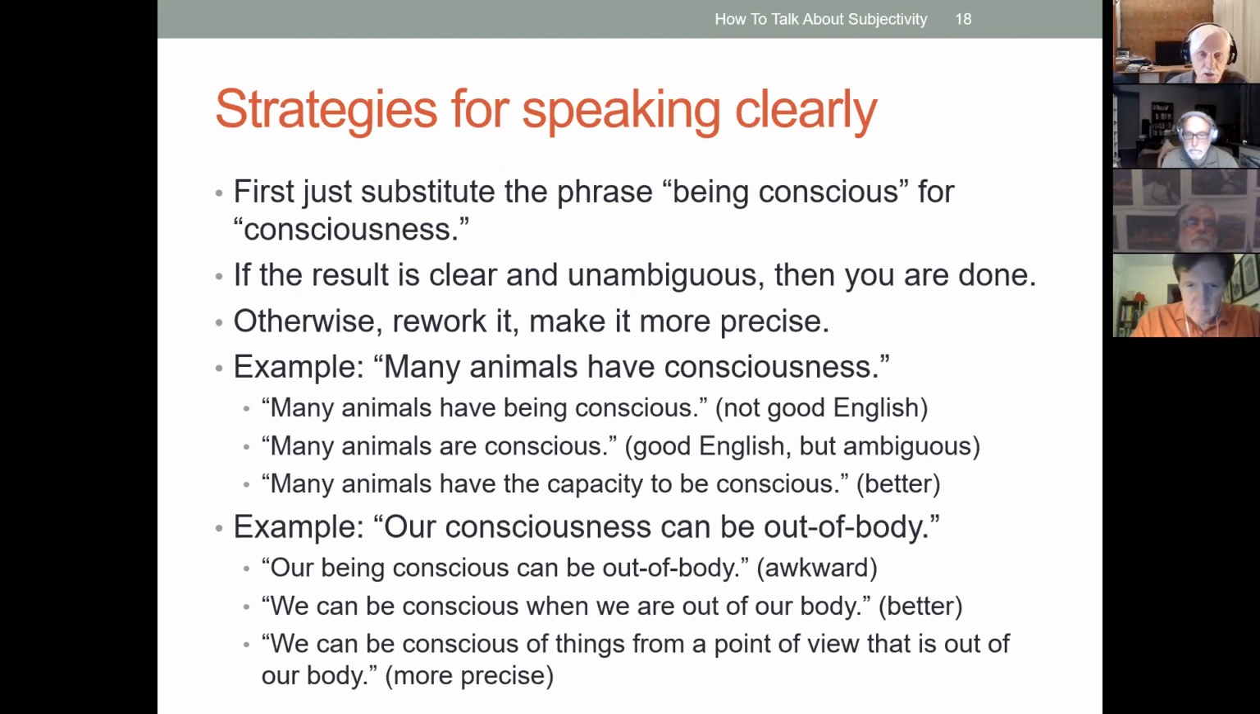Here's another example. Our consciousness can be out of body. I went to a workshop one time where there was a lot of talk about being out of the body. And there was always talk about my consciousness left my body and went to Crete and saw the statues there or whatever. So let's rework it. Our being conscious can be out of body. Okay, that's pretty awkward. We can be conscious when we're out of our body. That's better. And even more precise is we can be conscious of things from a point of view that is out of our body. When somebody says, my consciousness went out of body, what it means is the point of view from which that person is conscious of things was not in the body anymore.